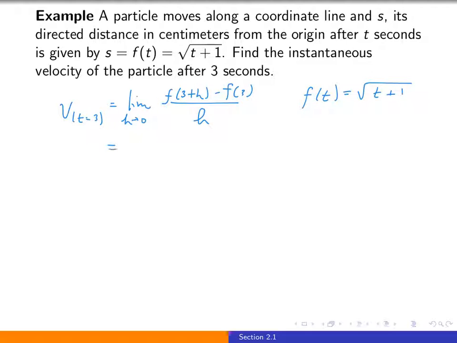So our first step, once again, is to take care of the function composition. Whatever we plug in for t, we see where it appears in the function, and we're plugging in a 3 plus h for t. So that would be the square root of 3 plus h plus 1, and we are subtracting away f of 3, which is the square root of 4, or 2, and this is all divided by h.